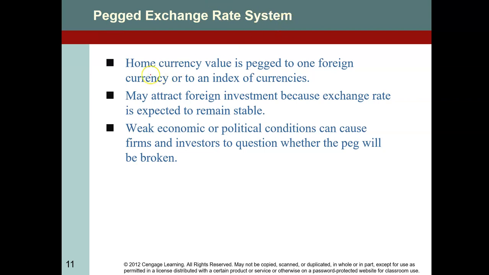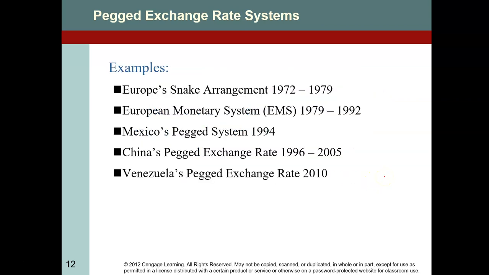Pegged exchange rate system. Home currency value is pegged to one foreign currency or to an index of currencies. May attract foreign investment because the exchange rate is expected to remain stable. Weak economic or political conditions can cause firms and investors to question whether the peg will be broken. Examples: Europe's snake agreement, European monetary system, Mexico's pegged system, China's pegged exchange rate, Venezuela's pegged exchange rate.